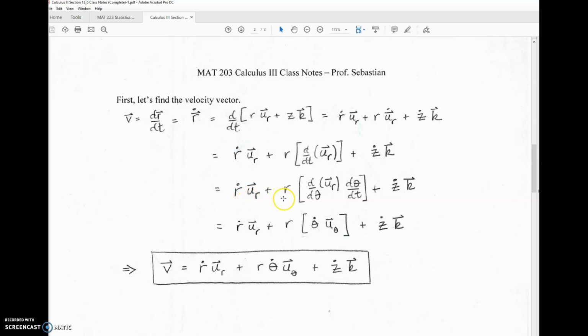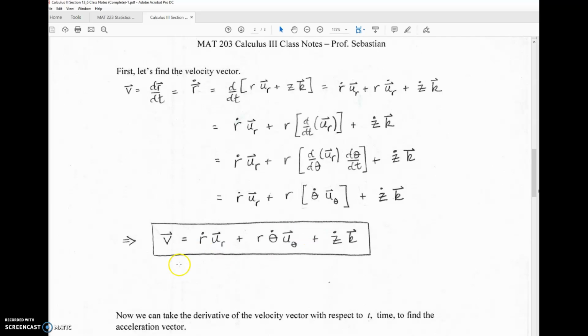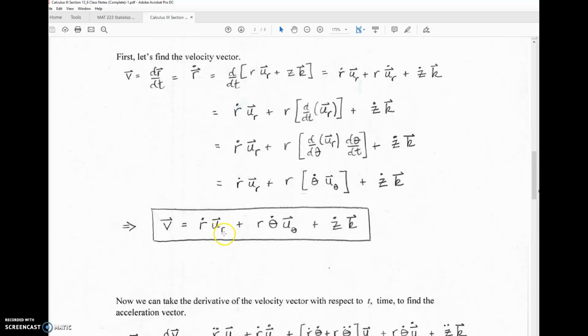So it's r dot u sub r plus r times, and now I'm going to apply the chain rule. I take the derivative with respect to theta of u sub r, multiplied by d theta dt. You can see that the differentials d theta would cancel, and I have the same thing. Notice that the derivative with respect to theta of u sub r is u sub theta, and d theta dt is theta dot. So the bottom line is that the velocity is r dot times u sub r, where r dot is the derivative of r with respect to t, plus r times theta dot, where theta dot is the derivative of theta with respect to t, times the vector u sub theta, plus z dot in the k direction. So that's velocity in cylindrical coordinates.